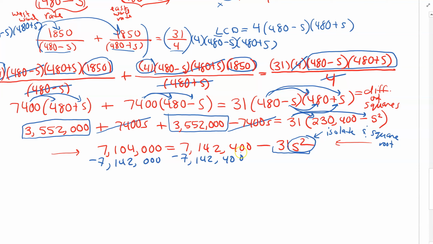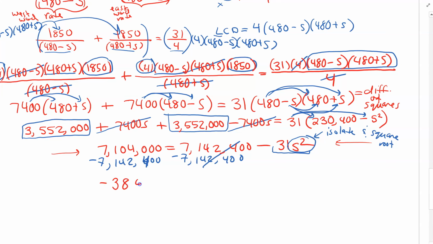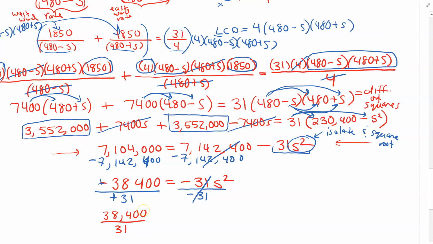So I'm going to subtract 7,142,400 from both sides. Negative 38,400 equals negative 31s squared. So then I will divide both sides by negative 31. Which is good. That turns it positive, because if I'm going to square root, I need the value to turn positive. So dividing these numbers gives me a really ugly decimal. So I'm actually going to leave it as a fraction for right now. I'll just call it 38,400 over 31. And that's what s squared equals.